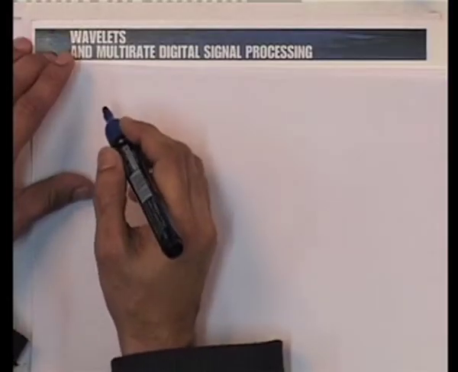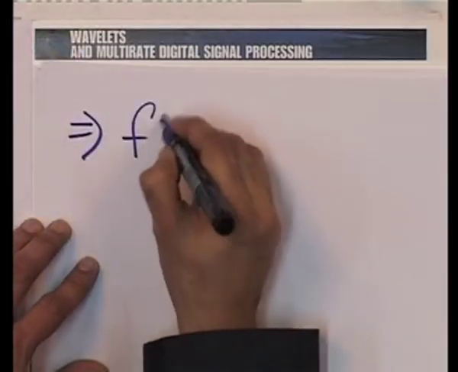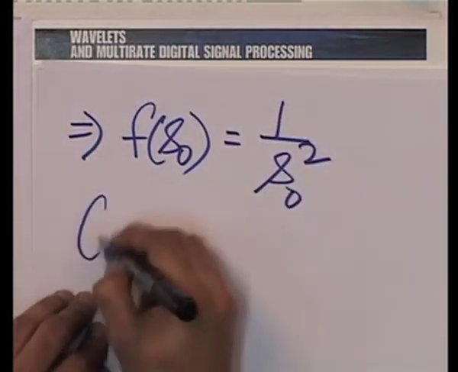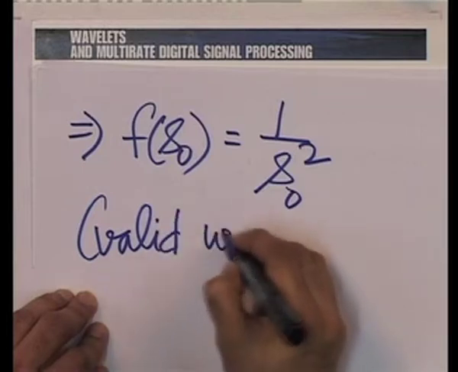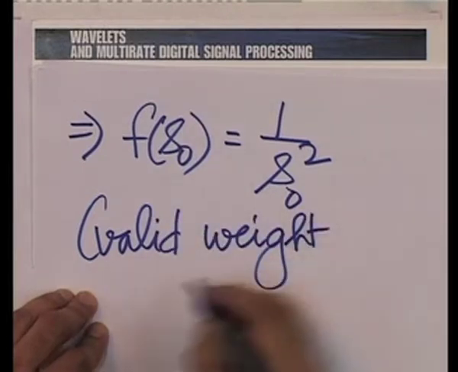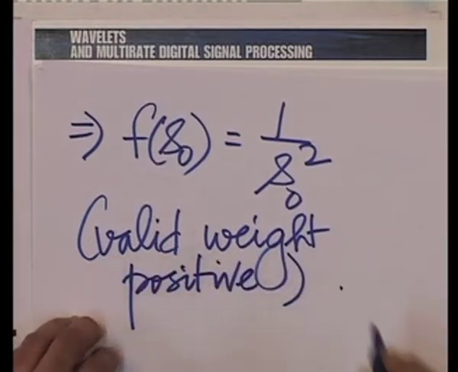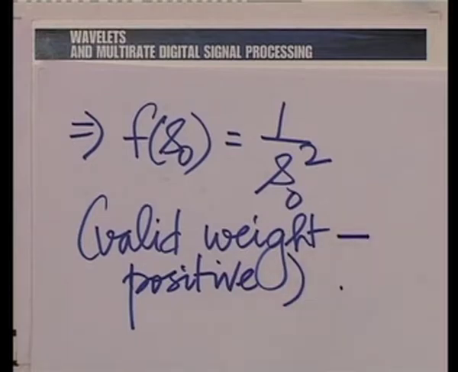In other words, f S naught is equal to 1 by S naught squared, and we note that this is a valid weight function. It is strictly positive. You know, f of S naught being 1 by S naught squared is a valid weight function. Why do we want a weight function? To correct the so called magnitudes when we put the components together.